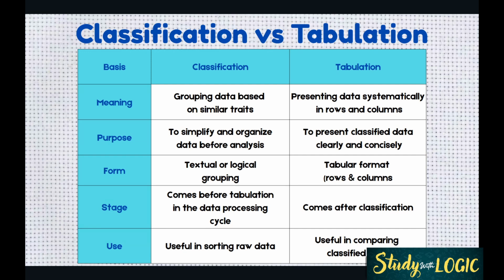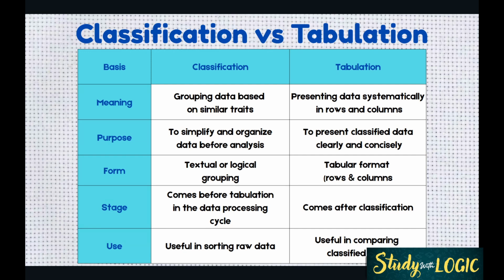The next one is form. It is text or logical grouping, whereas tabulation is tabular format. As we already saw in the first point, it is rows and columns, so it is obvious that it is in a table format. The next one is stage. Classification comes before tabulation in the data processing cycle, whereas tabulation comes after classification. Let us understand the uses now. Classification is useful in sorting raw data, whereas tabulation is useful in comparing classified data.